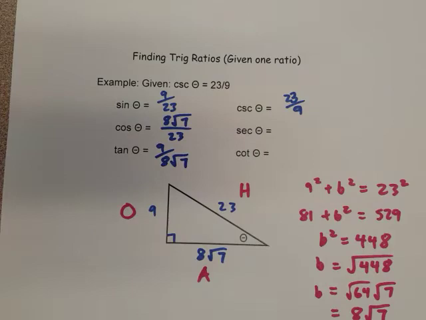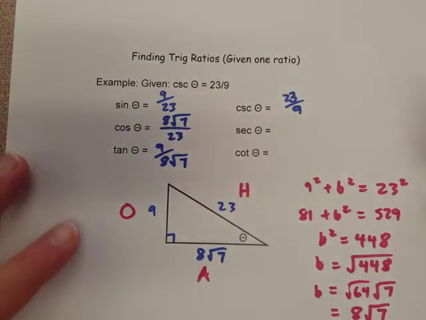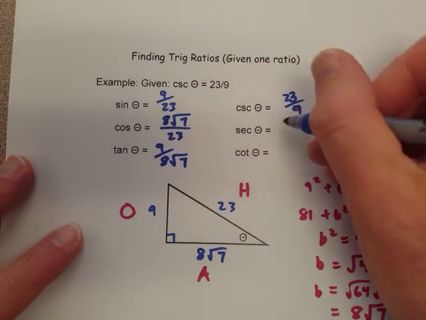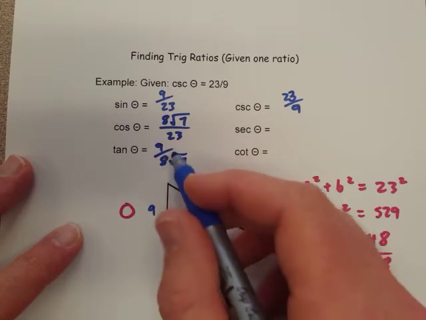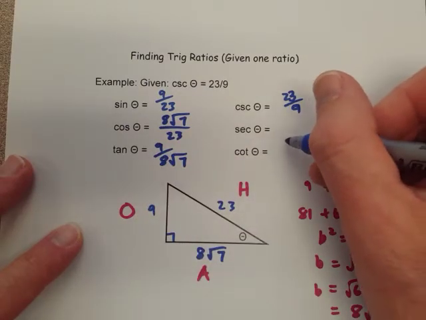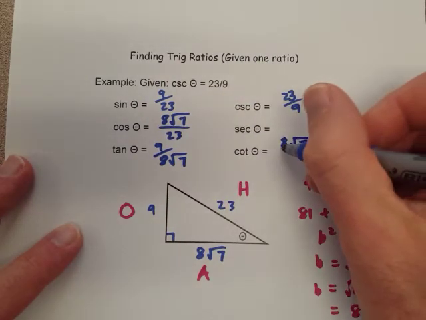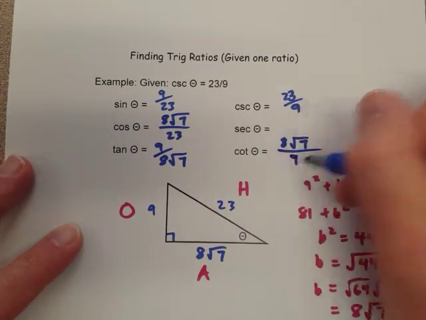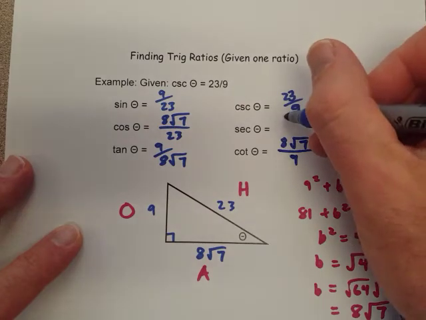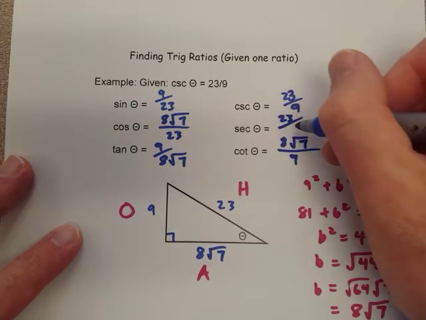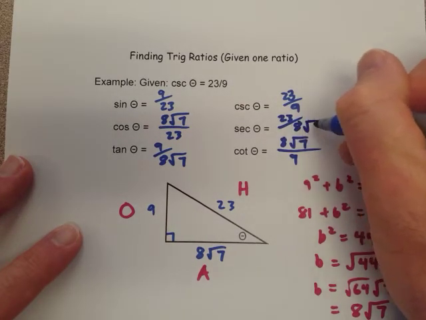Okay. Then we need to flip these, and so we flip them over here. Now, before you simplify this one, I would just flip it from tangent right away, because then you won't have to simplify again on the other side. So we'll flip that one over. It's 8 square root of 7 over 9. And this one flipped over is 23 over 8 square root of 7.